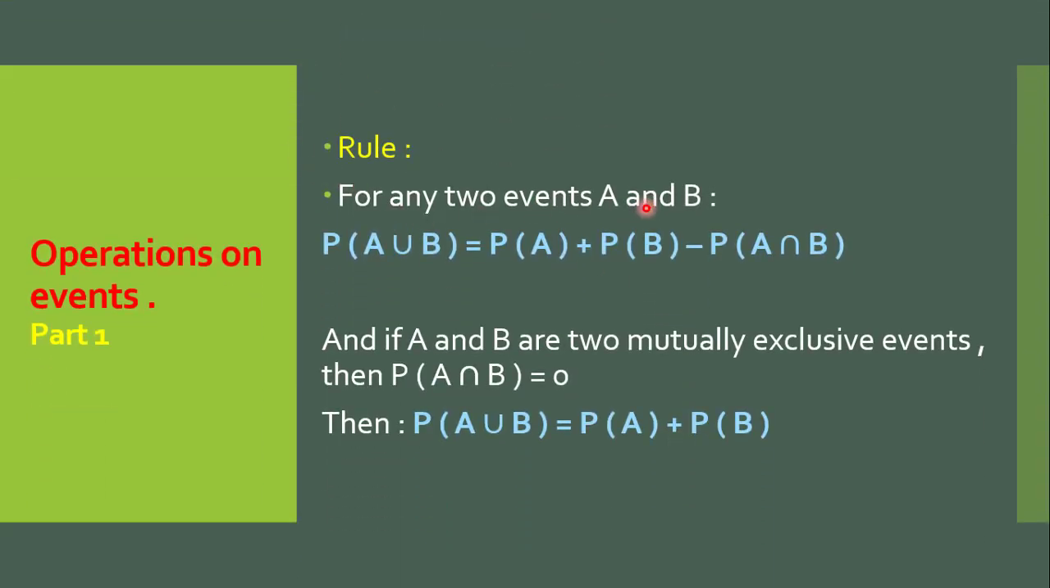Also, for any two events A and B, if I want to calculate the probability of A union B, this probability will be the probability of A plus the probability of event B minus the probability of the intersection. So, if A and B are two mutually exclusive events, then the probability of A intersect B will be 0. So the probability of A union B will be only the probability of A plus the probability of B.